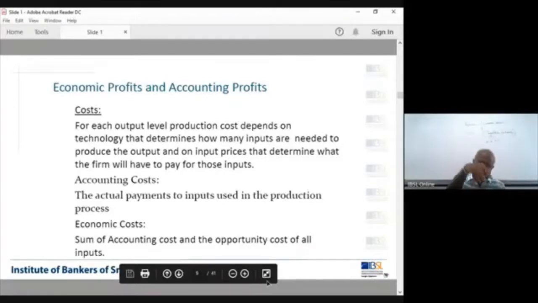Economic cost: in addition to the accounting cost, the direct cost, you add something. That is called the opportunity cost of all inputs. Opportunity cost of all inputs is added. So economic cost is the direct cost plus the opportunity cost of all inputs.